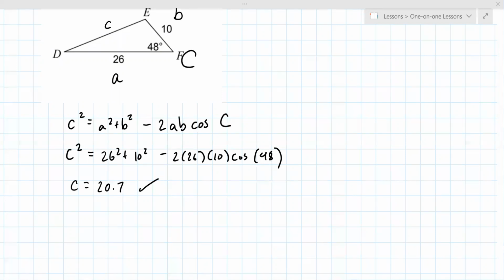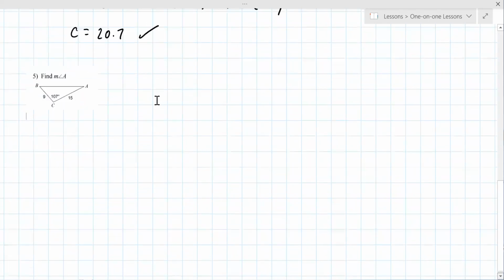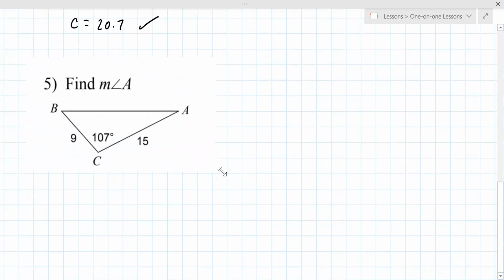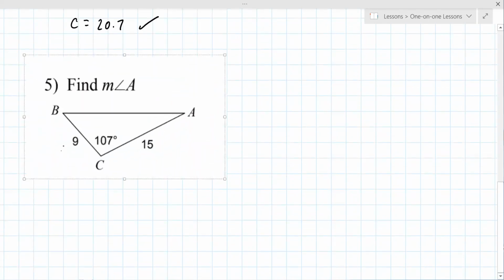All right, on to number 5. This is another side angle side. After this one, it moves to the other case, which is side, side, side. So this again is kind of applying a bunch of geometry themes with trigonometry. It's non-right triangle trigonometry. So we're trying to find C again.